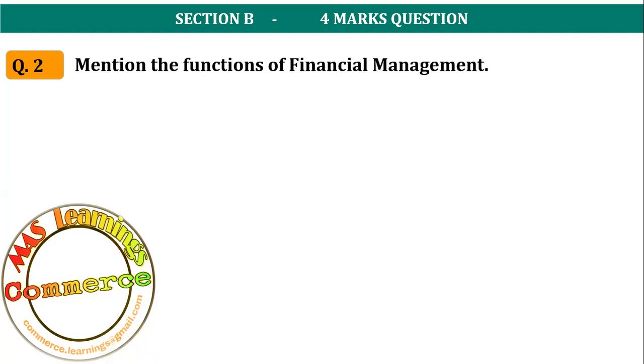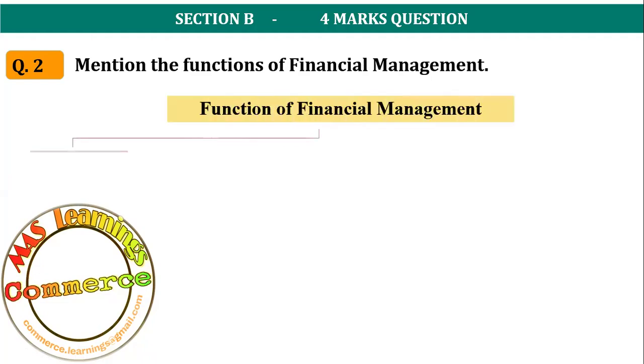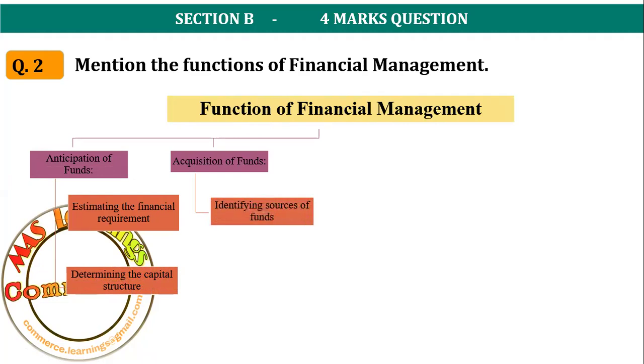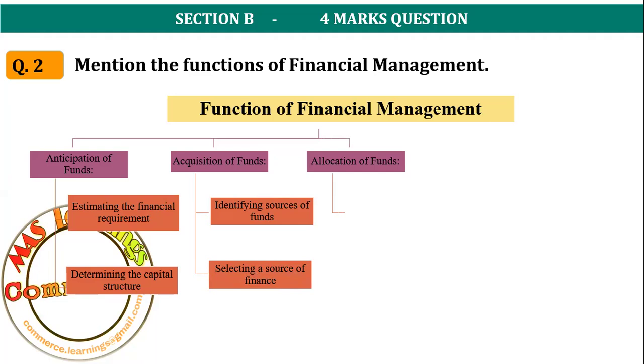Mention the functions of financial management. We are having so many functions, right from anticipation of fund, where we will get estimation of financial requirement, how much fund you require. Determining capital structure, that is various sources of fund. The next, acquisition of capital. Once you know, then you have to identify sources, which you are having, long term or short term, equity, preference, and all. Then you have to select that source, debt, equity, debenture, whatever it may be, loan. You have to select. The next, allocation of fund, assessing risk as well as return.